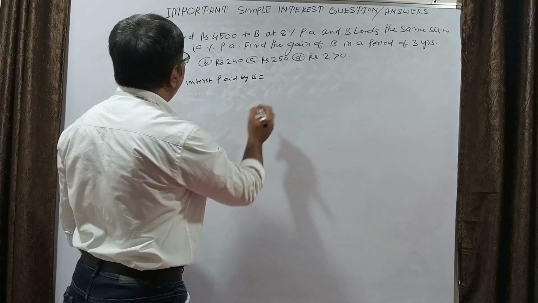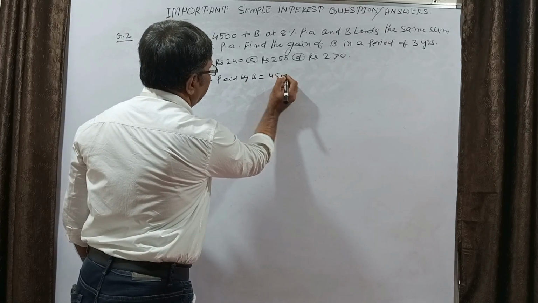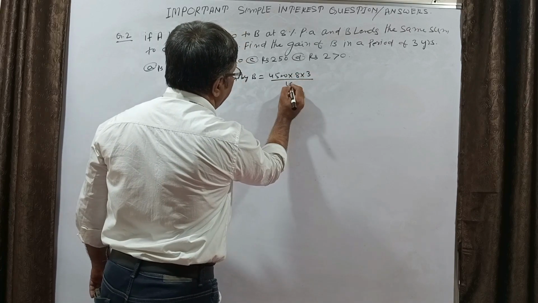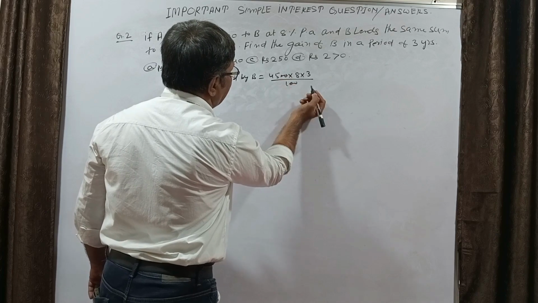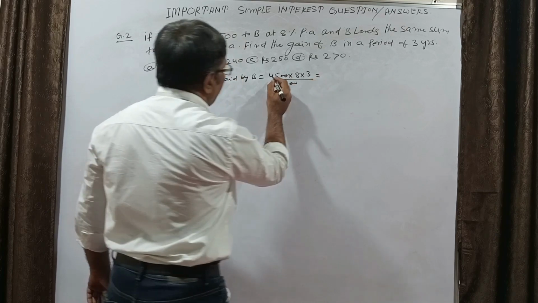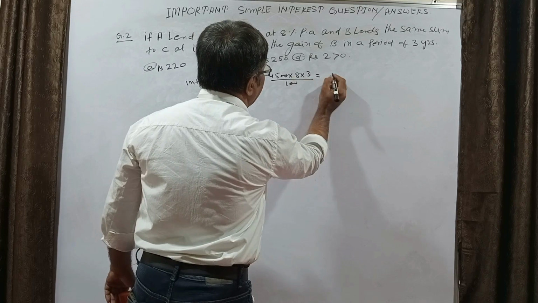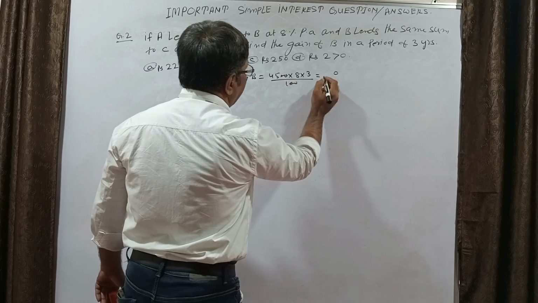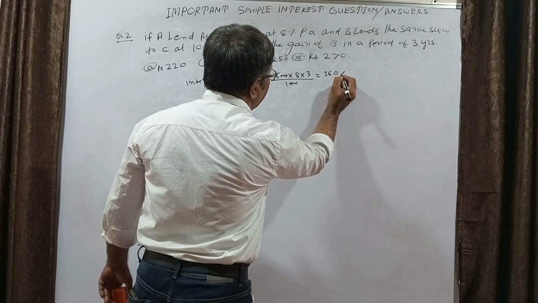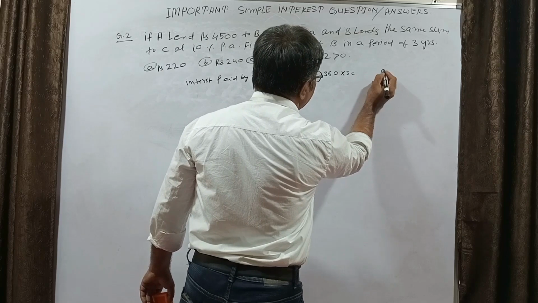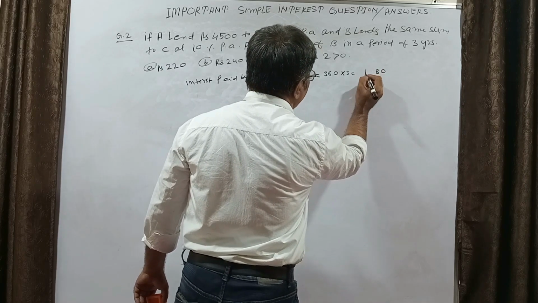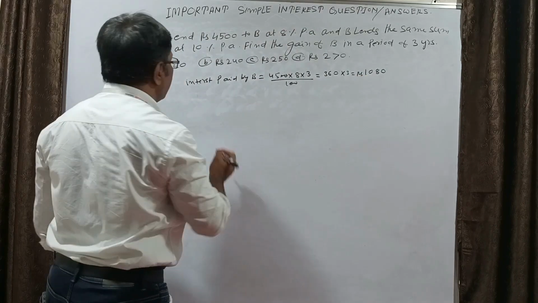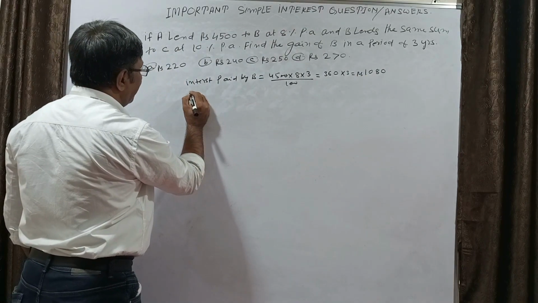How much interest did B pay? The interest is P, which is 4,500, R is 8, and the time period is 3, divided by 100. So these cancel out. We get 45 into 24. 8 fives are 40. 8 fours are 32, plus 4 is 36. Multiply by 3 and so this is 1080. So the interest paid by B is 1080.